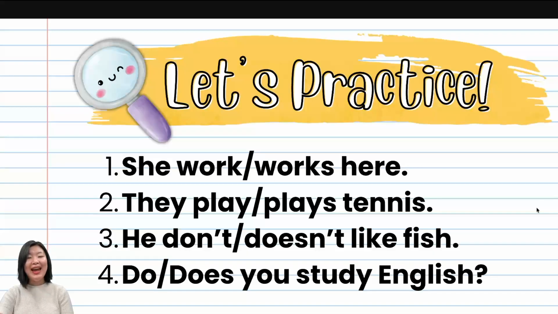Number 3, he doesn't or don't like fish. Here, you want to circle doesn't since he is a third person singular. And lastly, number 4, do or does you study English? Here, you want to circle do since you is not a third person singular.